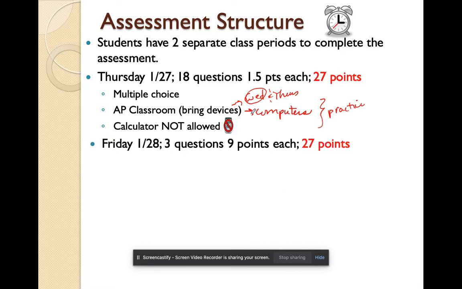Friday, you're going to have 3 questions. These ones are free response. They're 9 points each using the AP rubric. So that's also 27. So you can see that each section, again, is weighted equally.